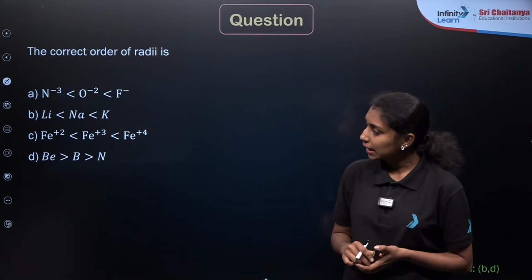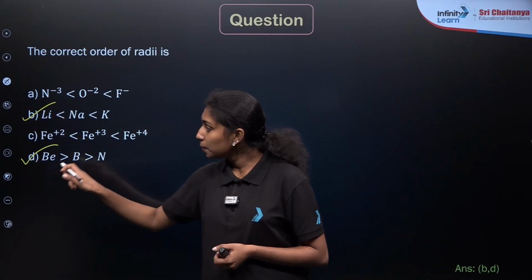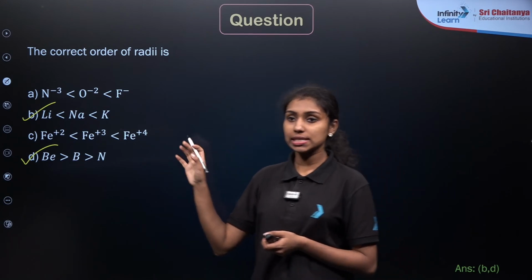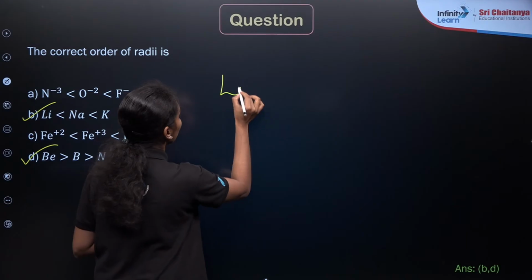So options B and D are the correct answers, right? If you are comparing the size of lithium, sodium and potassium, what is the specialty here? The case of lithium, sodium and potassium: they belong to the same group, right?